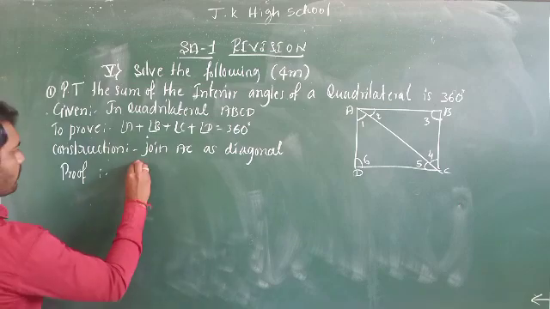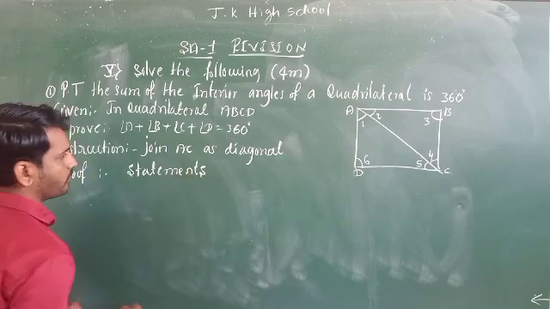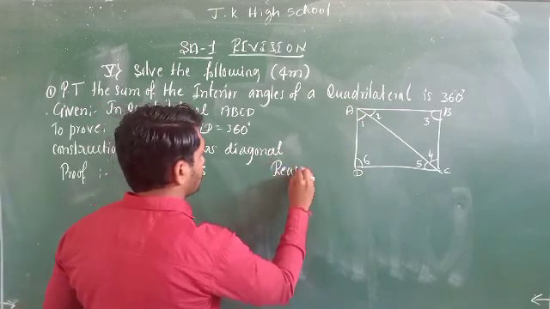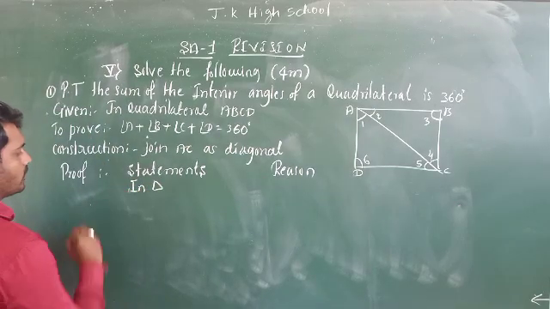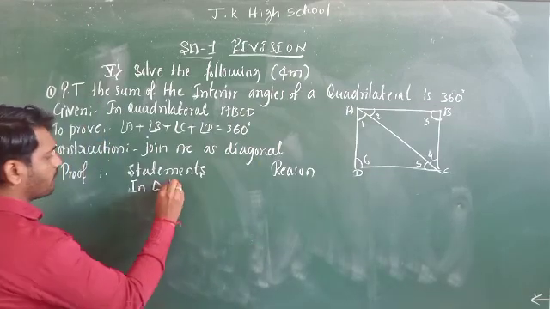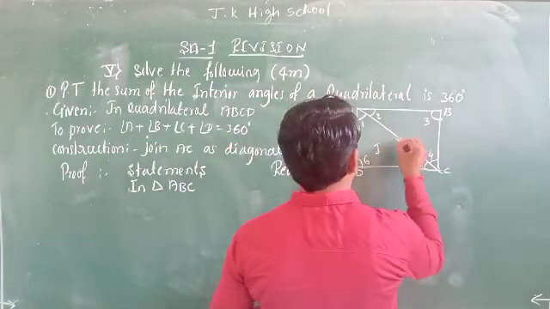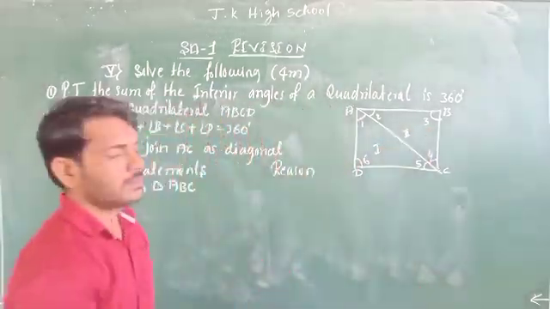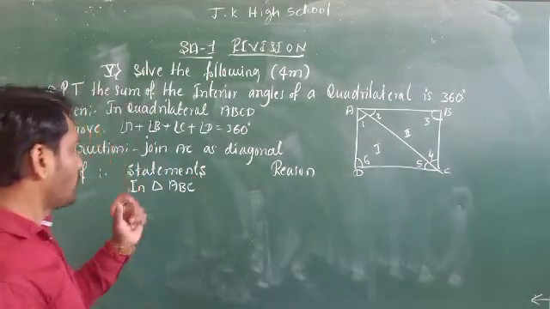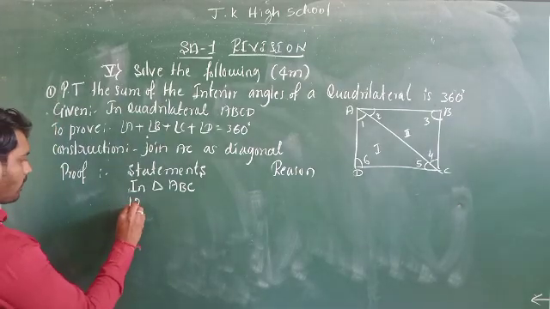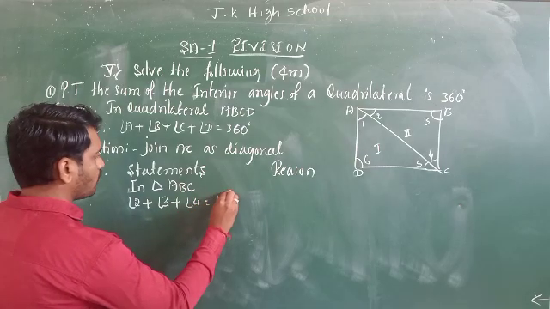Okay. Next, proof. Statements and this side reasons. So in the statement, take one triangle. In triangle ABC. So after joining the diagonal AC, we'll get two triangles. One triangle is ABC and another triangle is ACD. In triangle ABC, angle number 2 plus angle number 3 plus angle number 4 is equal to 180 degree.